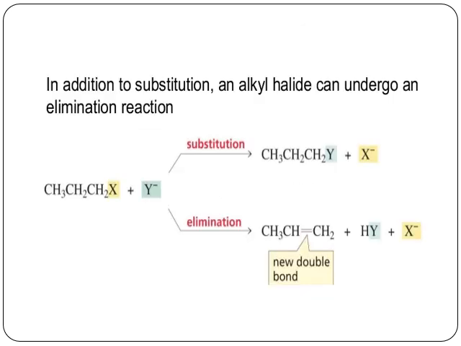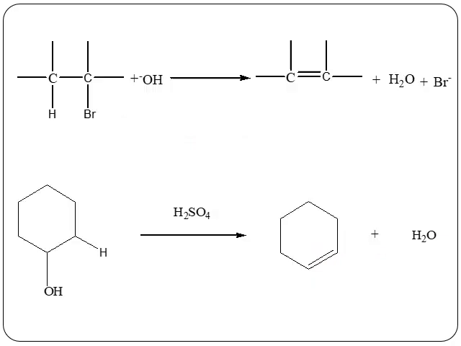In addition to substitution, an alkyl halide can undergo elimination reaction this way. The group Y may undergo a substitution with X, and we will get a CH-CH2-CH2Y product, or an elimination will occur with the creation of a double bond between two carbons. This is how elimination occurs.